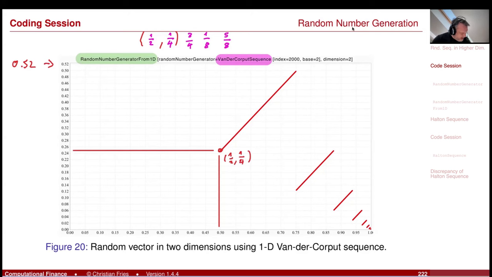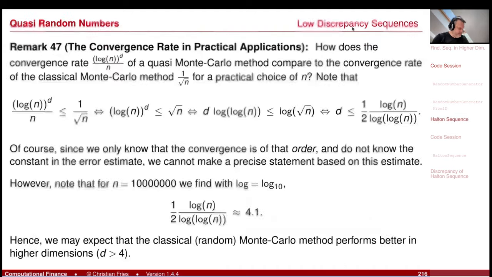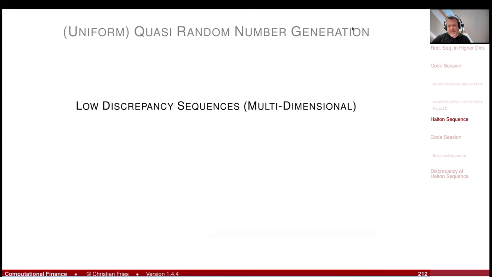1 over 4. And your next point is, okay, 3 over 4, 1 over 8. So the next point is this guy, 3 over 4, 1 over 8. You can easily see that we have a lot of structure in this sequence. And naively doing this, filling the components with this quasi-random number sequence, creates trash. So if you do Monte Carlo integration with this sequence here, you don't get a reasonable result, of course. So I need a specific low discrepancy sequence for the dimension. So I need low discrepancy sequences in a specific dimension.